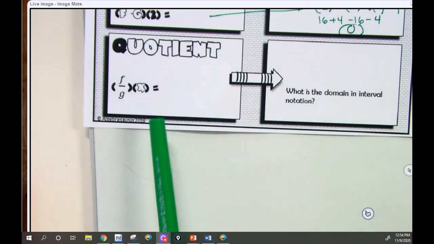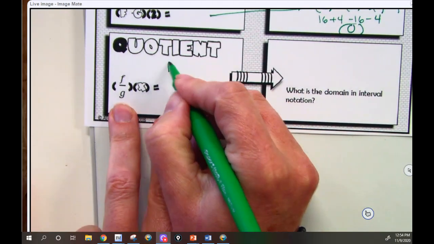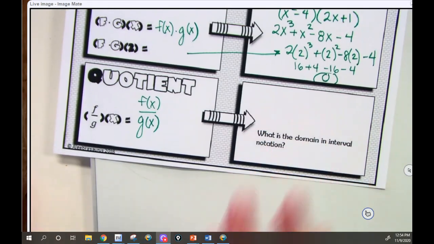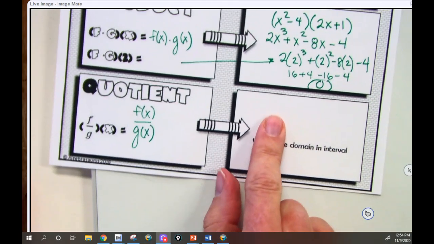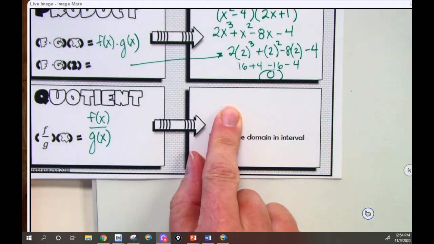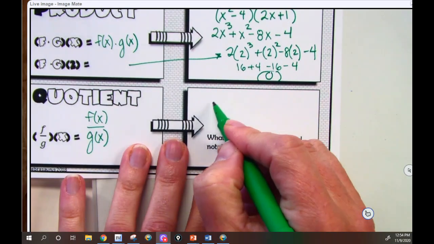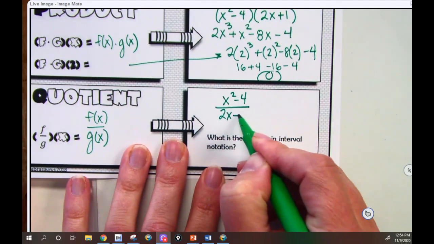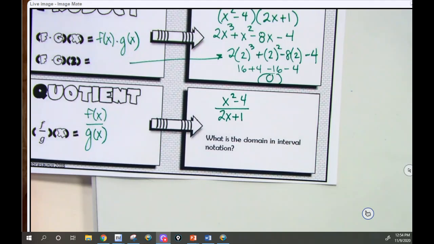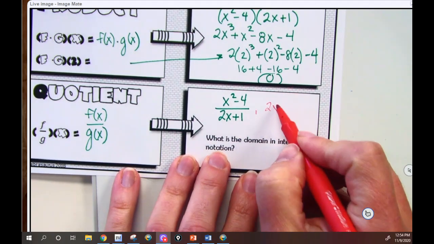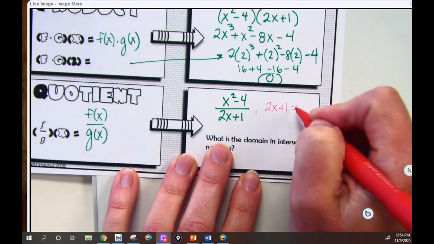domain. So f divided by g of x is just f of x divided by g of x. Go ahead and set that up over here with our functions that we have up at the top. f of x over g of x. And you guys just told me that a denominator can't equal what? 0. So we'll come over here and we're going to say 2x plus 1 cannot equal 0.